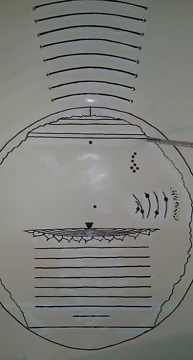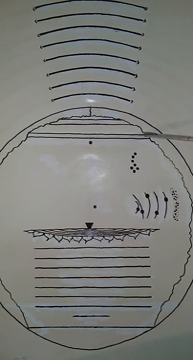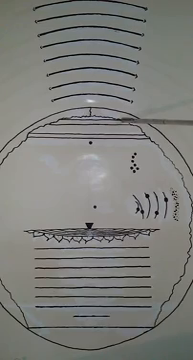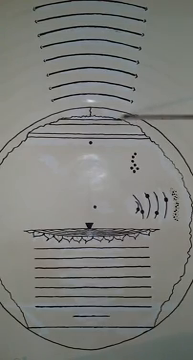Then we have Maharloka, which is about 61 degrees. And Tapaloka, about 65 degrees. Janaloka, about 80 degrees. And Brahmaloka, about 81.5 degrees.